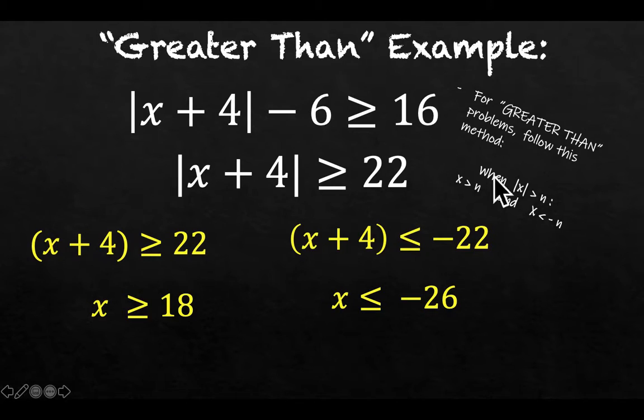Next, we have to apply the greater than rules. So we have to establish two separate equations. So we'll start by saying x plus 4 is greater than or equal to 22, so we're going to leave this pretty much the same, simply taking off the absolute value signs and replacing them with parentheses. Then on the other side, we have to establish that x plus 4 is less than or equal to negative 22. So we flip the inequality sign and we flip the sign on the value in the original expression.